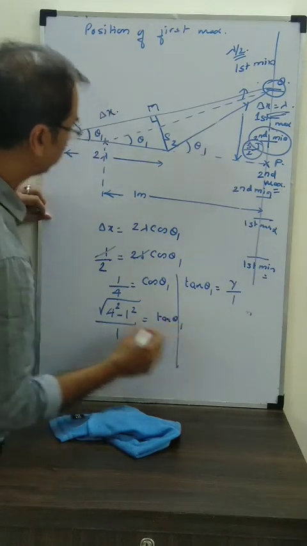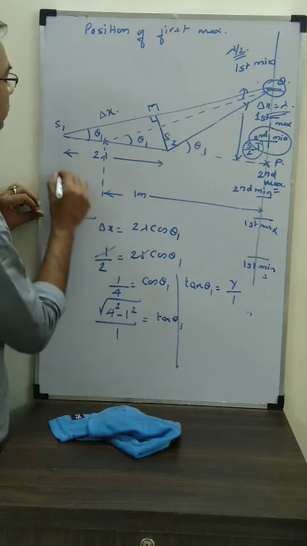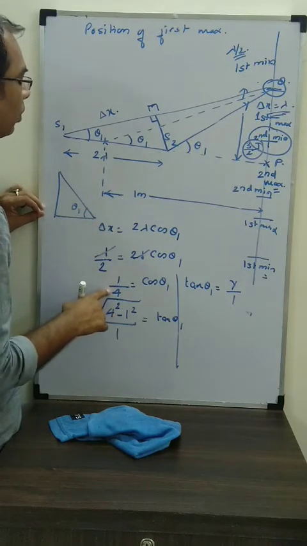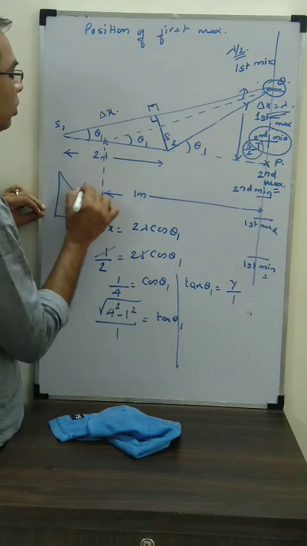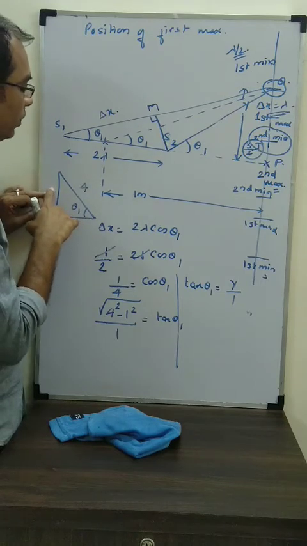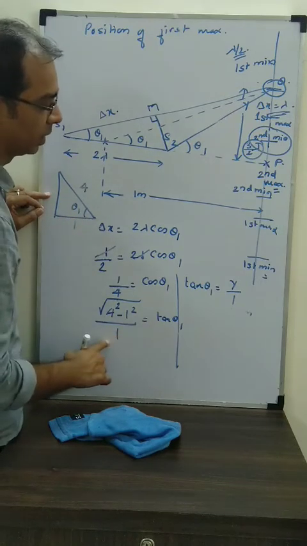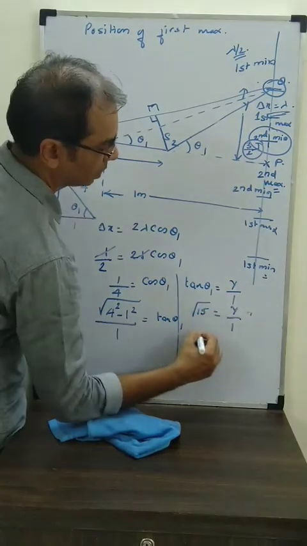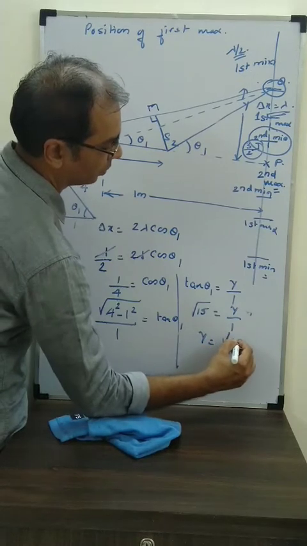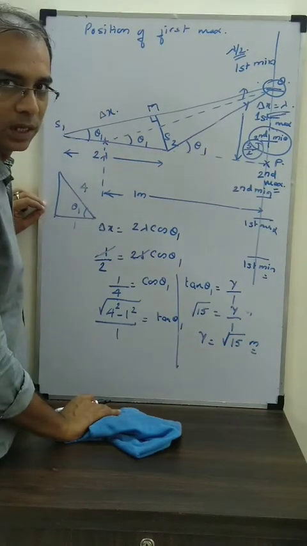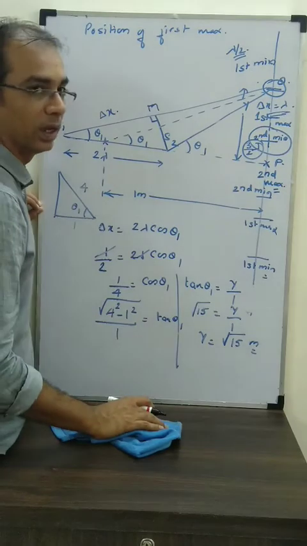Is it correct? Yeah, this is root 15. How we are saying, you can check it on this one. If this is theta 1, it's coming as 1 by 4, that means this is 1 and this is 4. So what will be this? Root over 4 square minus 1 square, that means root 15. So root 15 by 1 will be the tan theta value. Put it over here, so root 15. So y value is coming root 15. Did you understand? First maxima was coming where? At root 3.